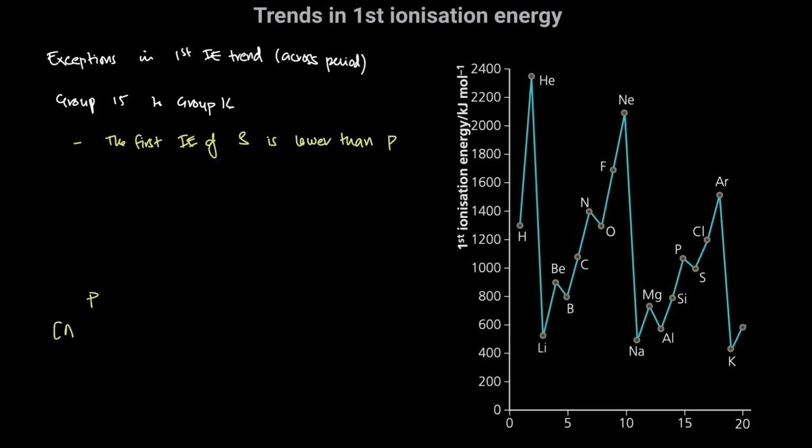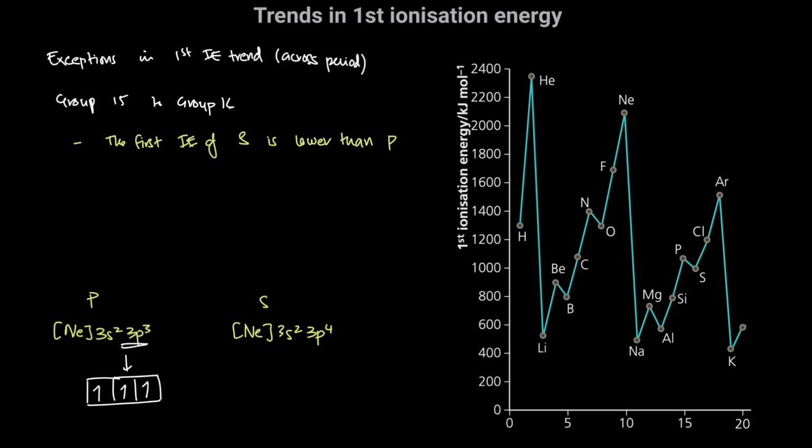So now if we look at the configuration of sulfur versus phosphorus, we can see that the configuration of phosphorus is neon and then 3s2 3p3. It ends in p3, it's in group 15, and the configuration of sulfur is neon and then 3s2 3p4. So now if we just look at the p subshell, we see that in a phosphorus atom, all the electrons in the p subshell are unpaired.